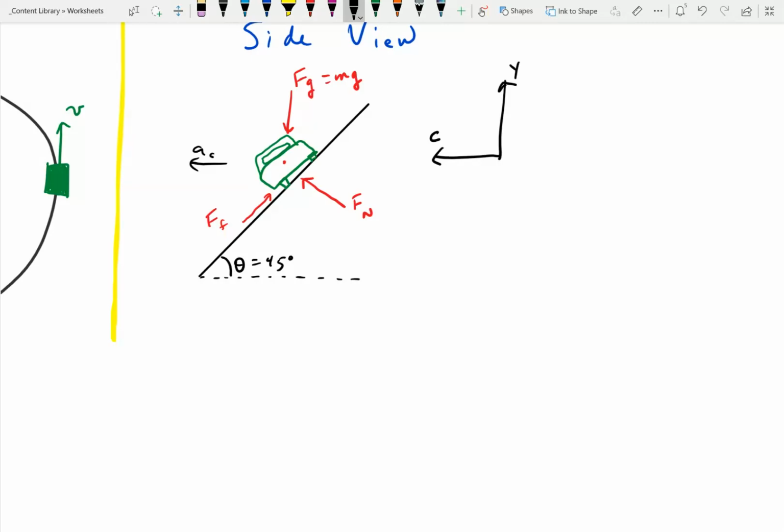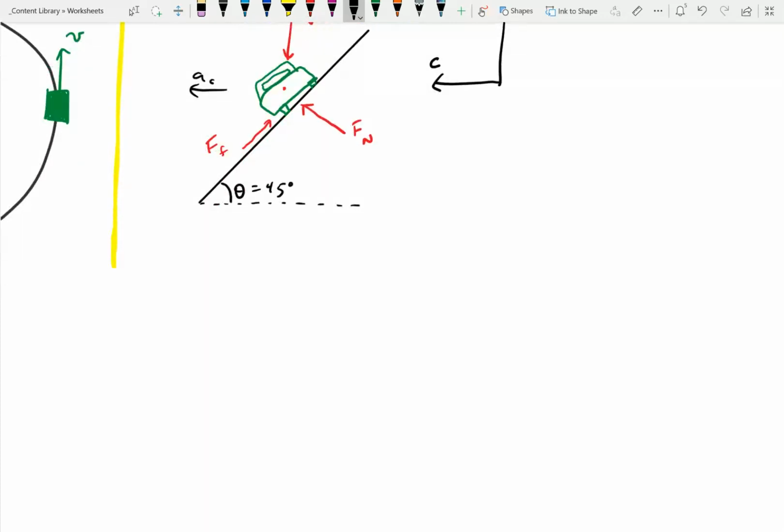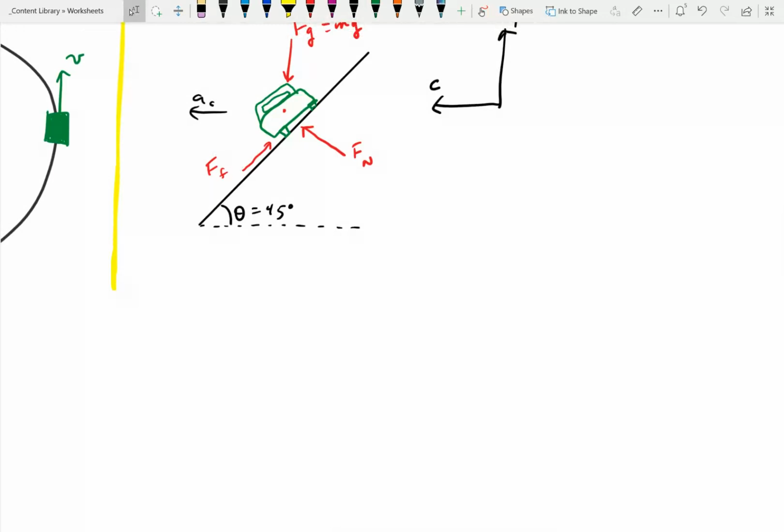So I need to break these into components, and notice the force of gravity is already broken into components. Don't need to worry about that. But I need to break both the force of friction and the force normal into their components. Now in this case, I chose 45 degrees, which is actually a poor choice by me, but it's a poor choice because it allows you to make mistakes and still get it right. So let's look at breaking those forces into components.